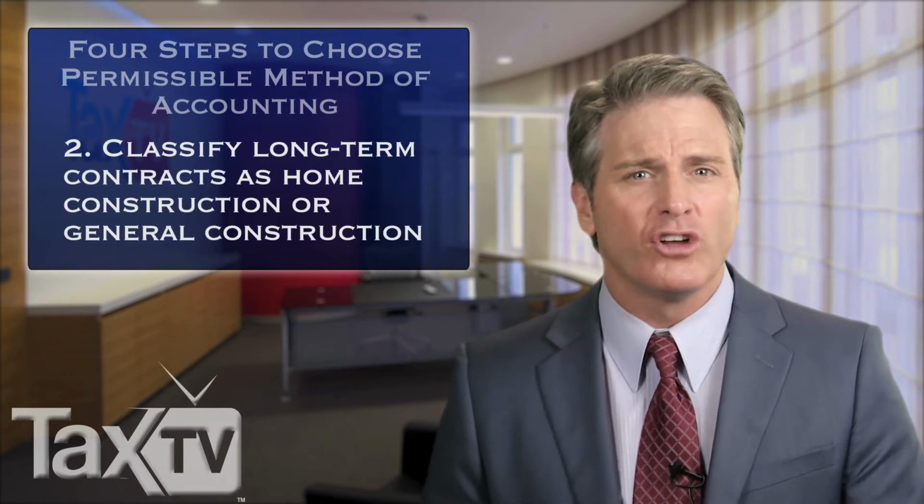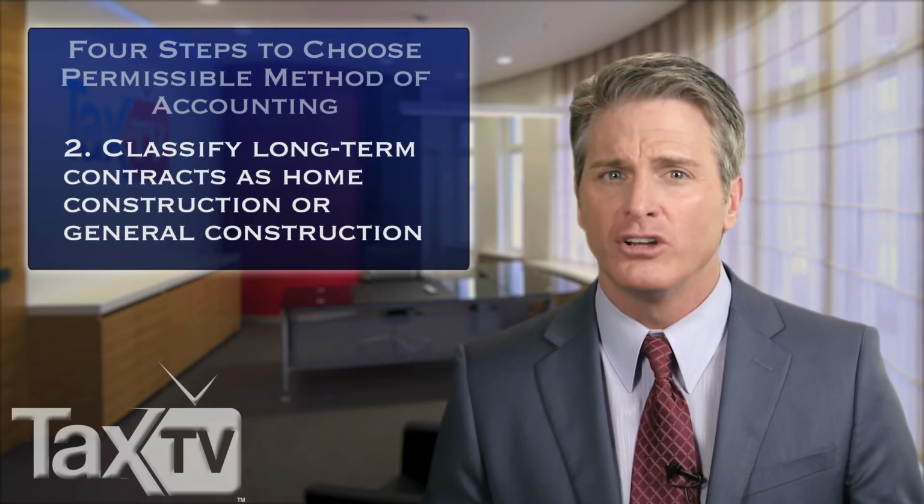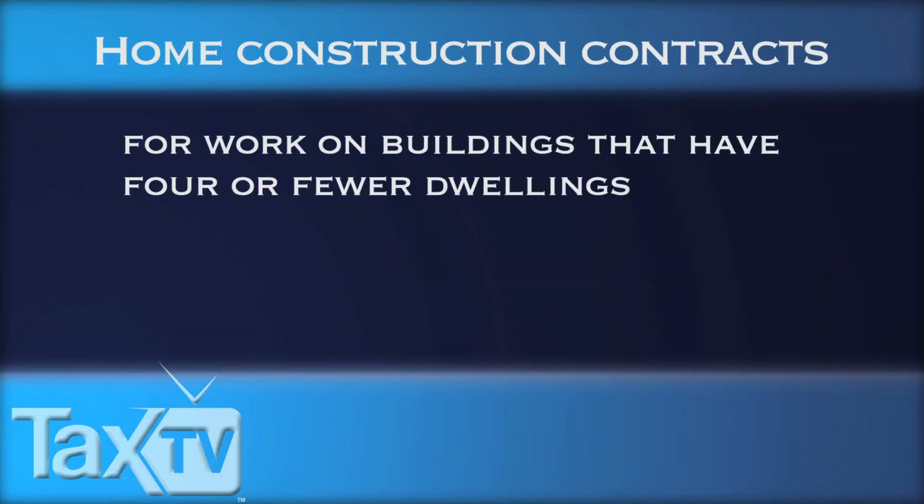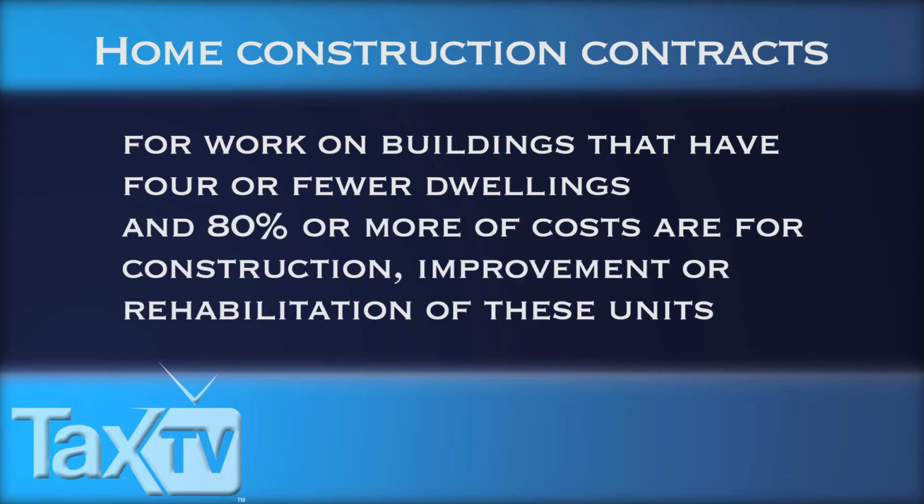Secondly, classify the long-term contracts as either home construction or general construction contracts. Home construction contracts are for work on buildings that have 4 or fewer dwellings, and 80% or more of the estimated costs must be for the construction, improvement, or rehabilitation of these units. All others are general construction contracts. There are a number of accounting methods available for home construction contracts. For general contracts, there is one more step.